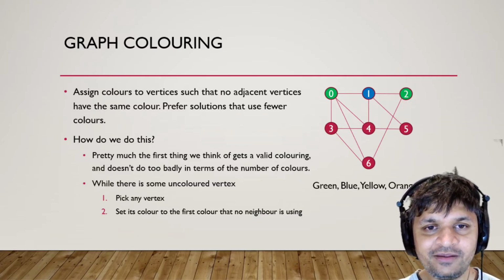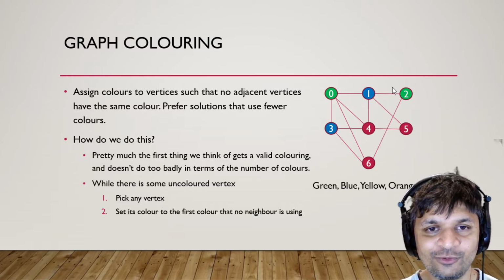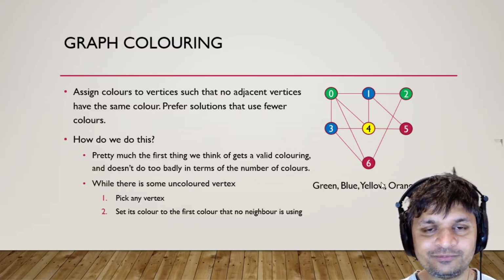The next thing is I'm going to do vertex 3. Vertex 3 can't use green, so we use blue. It's not next to vertex 1, so it can use blue. I then get to vertex 4. Can I use green? No, because it's next to vertex 0. Can I use blue? No, because it's next to vertex 1 and vertex 3. So I end up coloring it yellow.